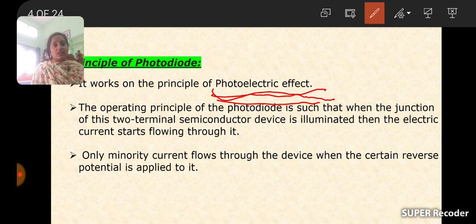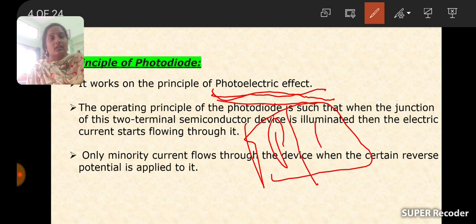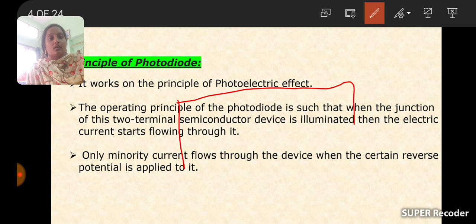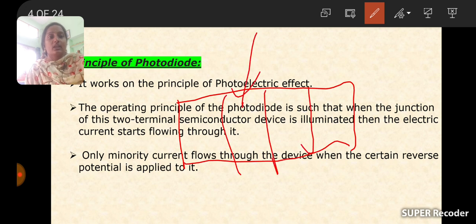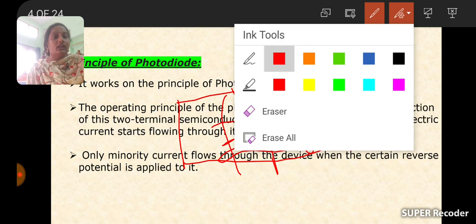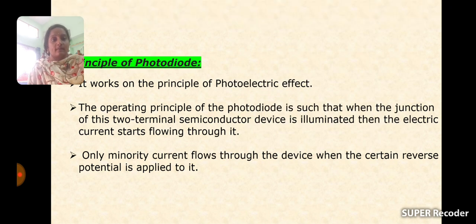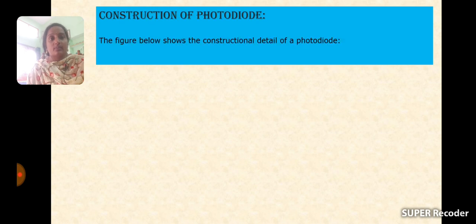The operating principle of the photodiode is such that when the junction of this two-terminal semiconductor device is illuminated, then the electric current starts flowing through it. So when this junction of a PN semiconductor diode is illuminated by light, and because of light only the flow of energy carriers occurs, then that is called a photodiode.